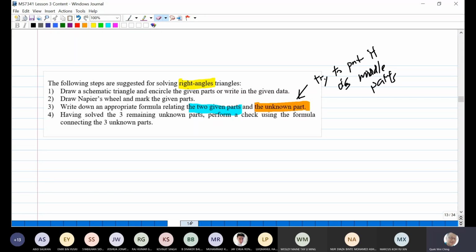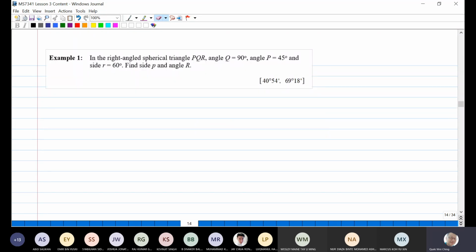So the last example I'm going to show you is a right angle triangle. I'm using this as a start, the beginning. I'll also show you how to use Napier's rule, and then tomorrow I'll continue with example 2. Example 1 is enough already.